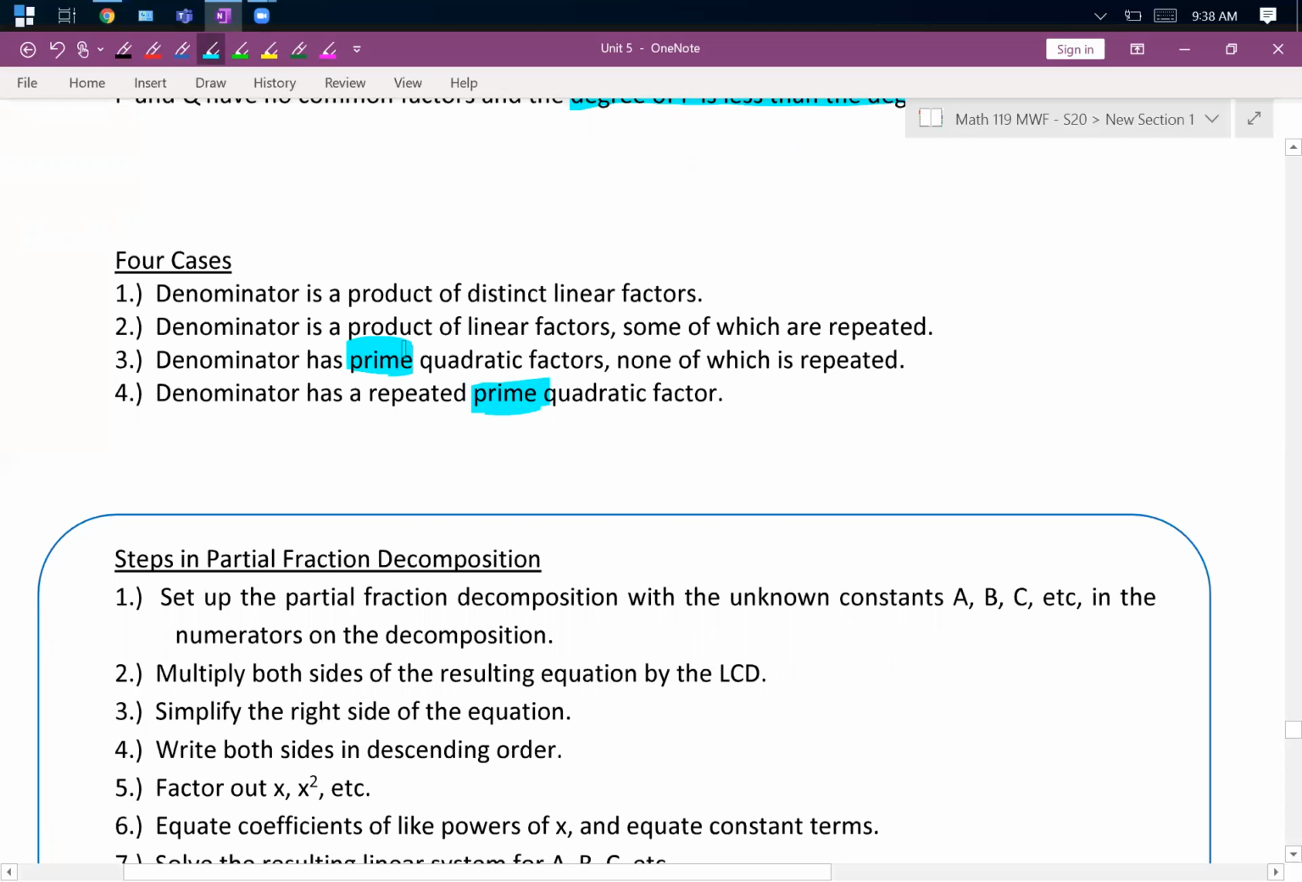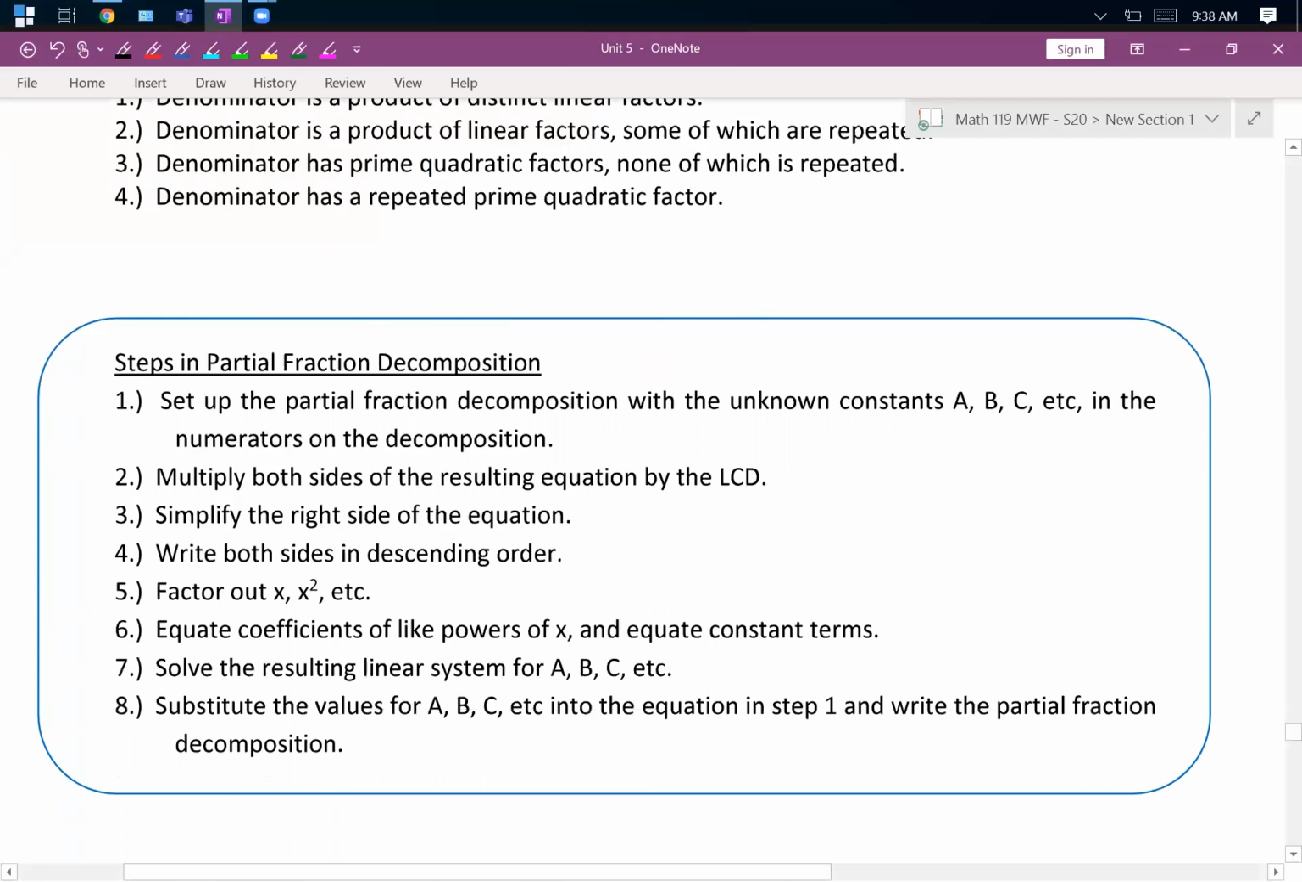That's important because if it's not prime, you're going to factor it and end up with case 1, where you have a product of linear factors. Each of these 4 cases has a unique setup. They all follow a pattern, but once you get the setup and get rolling, they're all exactly the same. So here are our steps.